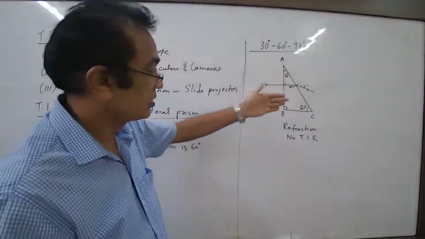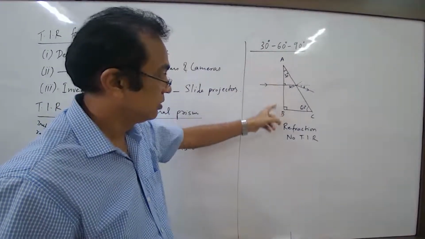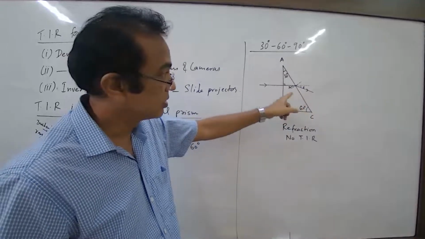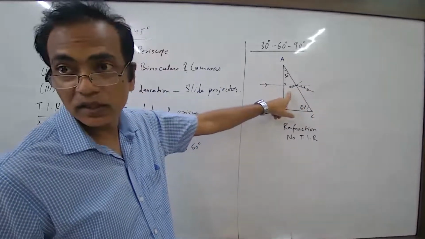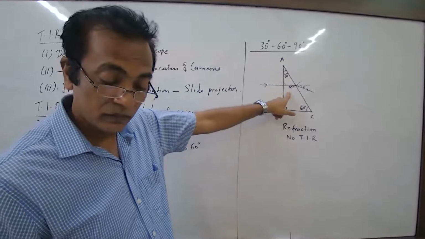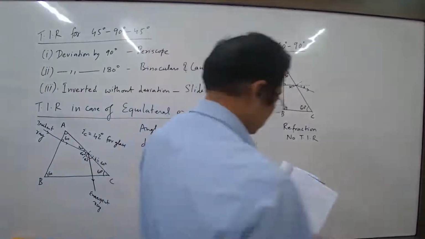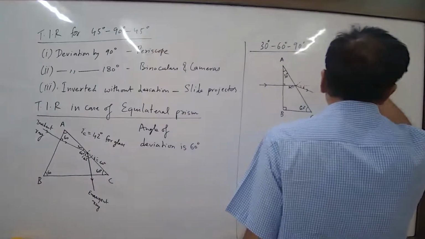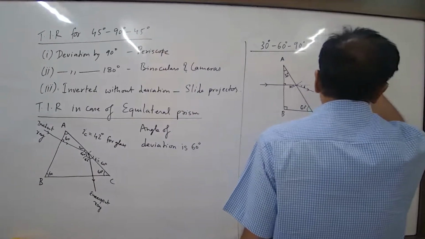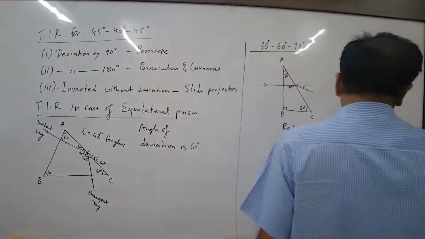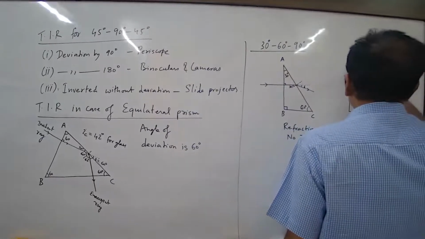So when it is perpendicular on the face opposite the 60 degree angle, there will be no TIR because the angle of incidence is less than critical angle, right? There is one more case when there is no TIR. If it is incident from the opposite side, this side, let's check that. So there are two cases where there is no TIR.